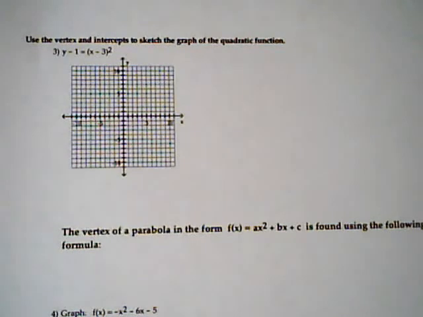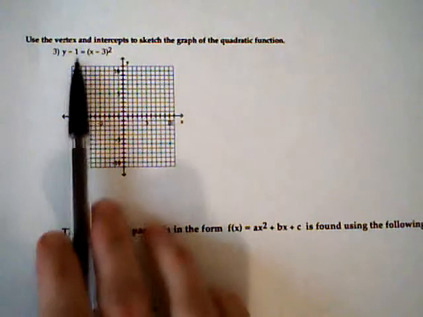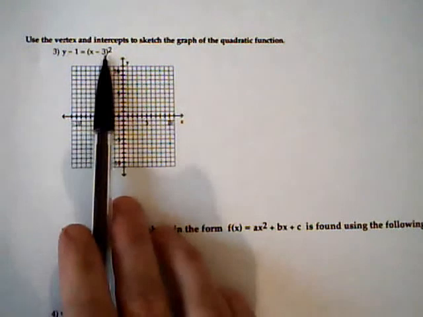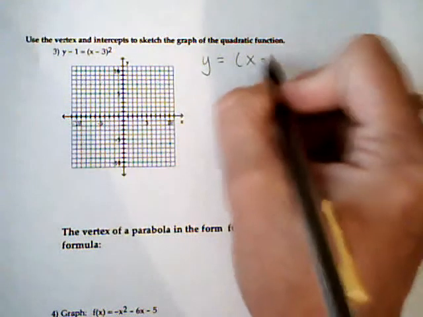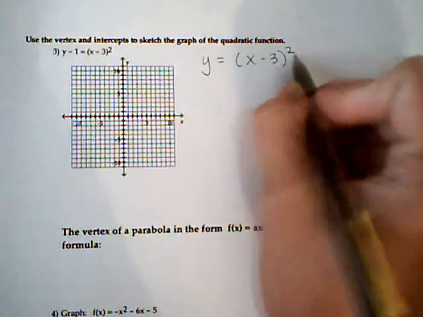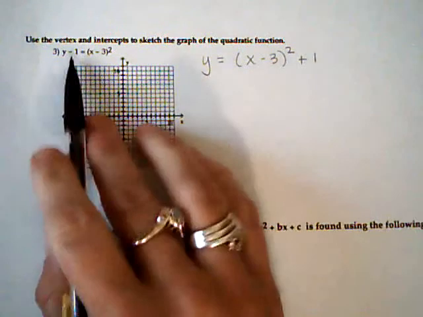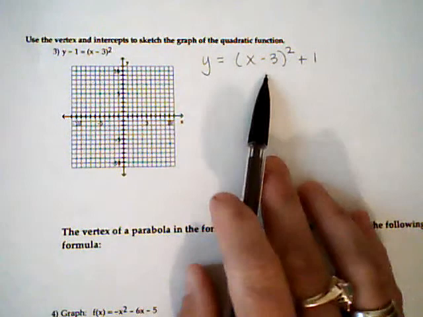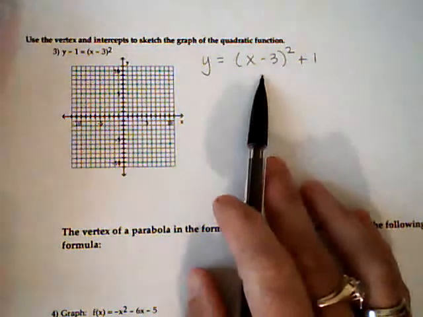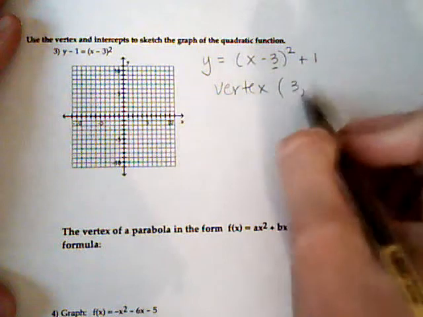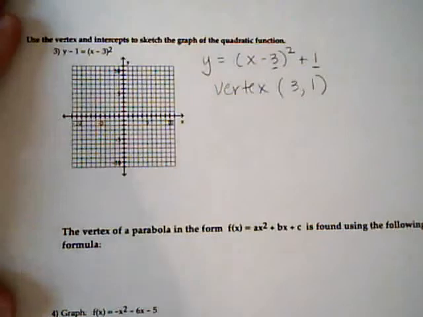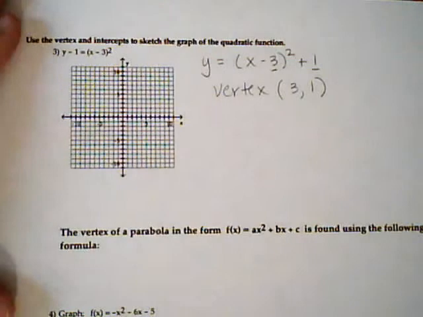Number 3 says to use the vertex and the intercepts to sketch the graph of the quadratic function. So this equation is written in the form y minus 1 equals x minus 3 squared. What you would need to do first is to solve it for y. So y equals x minus 3 squared plus 1, when you move the 1 over. Now you have it written in vertex form, so the vertex would be the point (3, 1), and then we need to find our x and y intercepts.